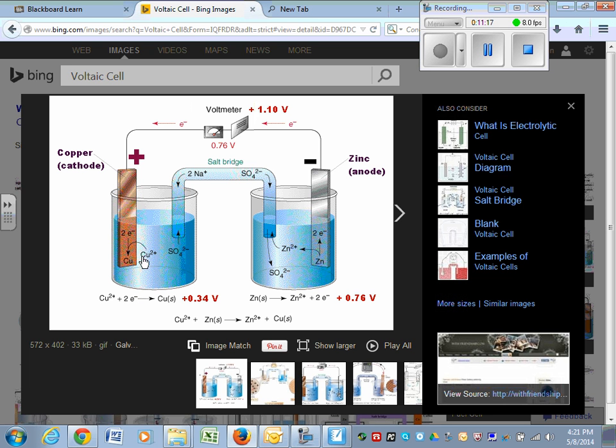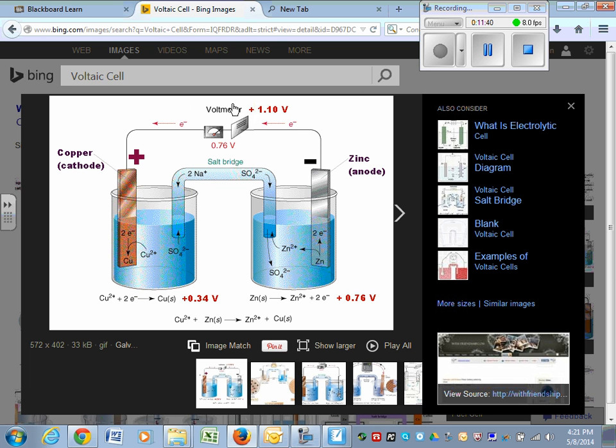And on this side, we have zinc. And this zinc electrode is sitting in zinc sulfate. How do I know it's zinc sulfate? Because we have the sulfate ions listed right here. Okay? And there's a wire that attaches the zinc and the copper to each other. And that lets the electrons go from one place to the other.